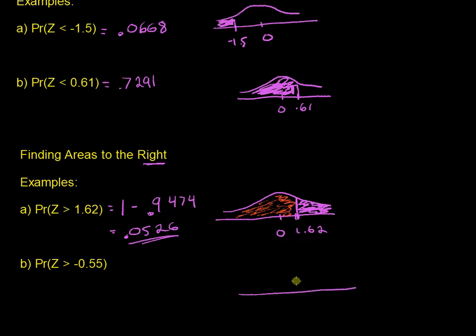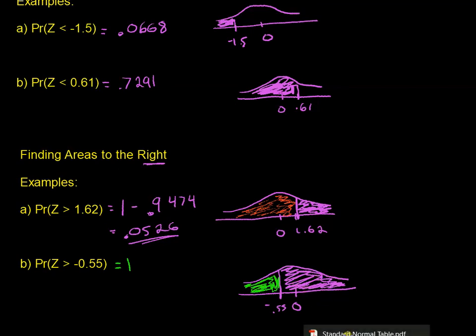One more. So here's 0. Negative 0.55 will be to the left of 0, and we want to know the probability that z is more than negative 0.55. So that's this area marked in purple. But again, the table will provide this area I'm marking right now in green. So I'll have to do 1 minus whatever the table gives me to find the area marked in purple. Remember, the total area under the curve is 1. So 1 minus this area in green will give me the area in purple.